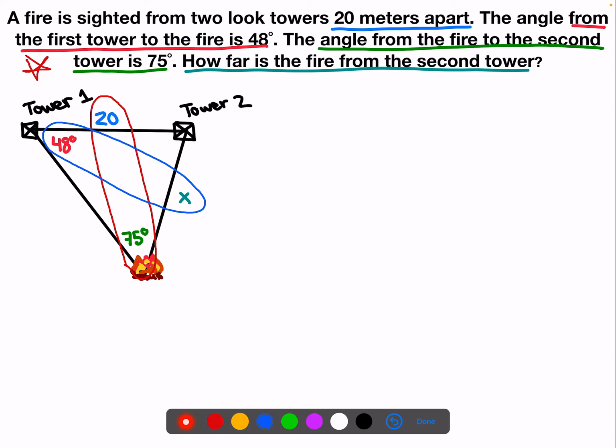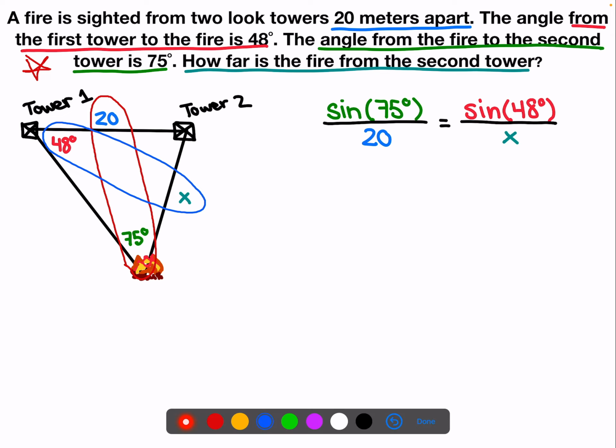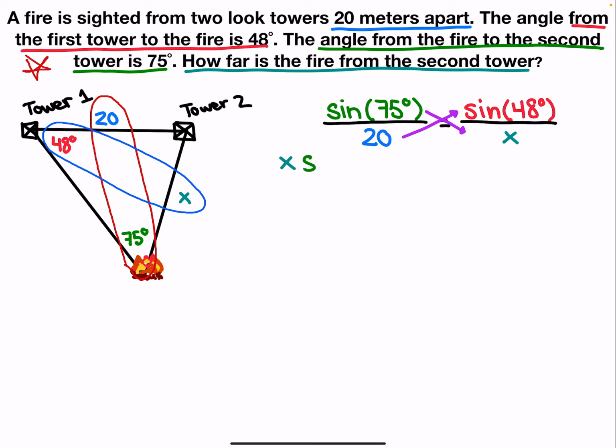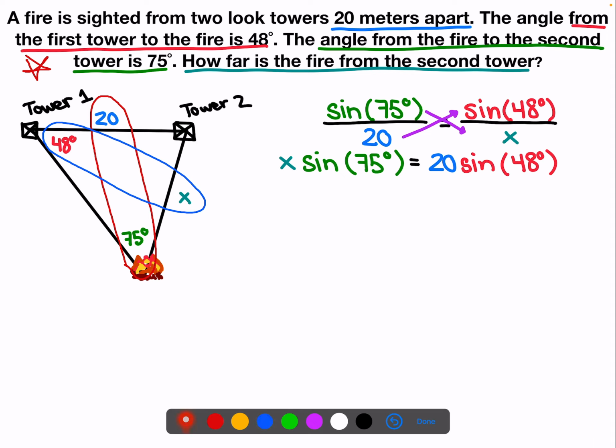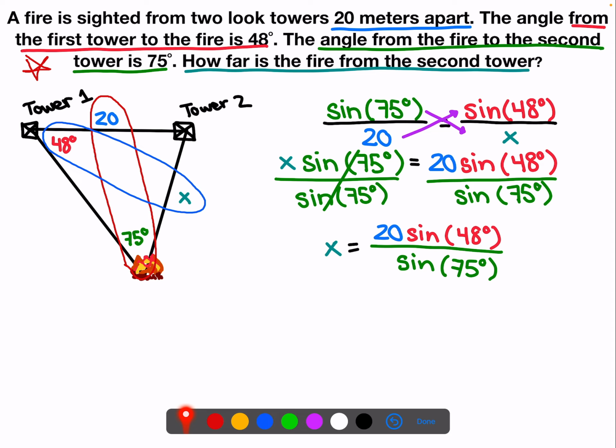for our trig function. So therefore, we're going to have sine of 75 over 20 equals sine of 48 over x. Cross multiplying will give us x sine of 75 equals 20 sine of 48. And of course, we're looking to get x isolated, x all by itself. So we're multiplying it by a number. The way that we can get rid of multiplication is division. So dividing both sides by sine of 75 leaves us with x equals 20 sine of 48 degrees over sine of 75. This is what we want to put into our calculator.